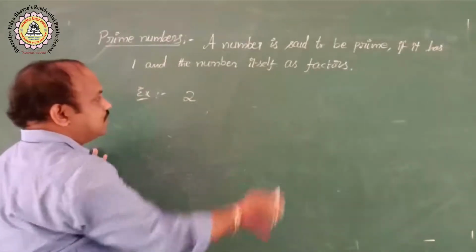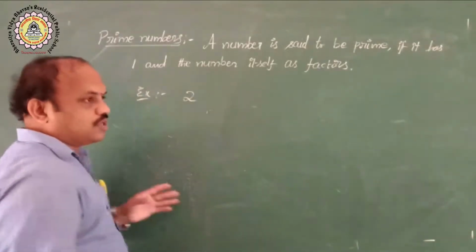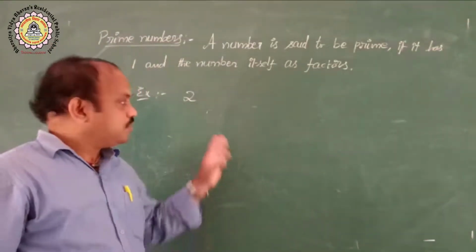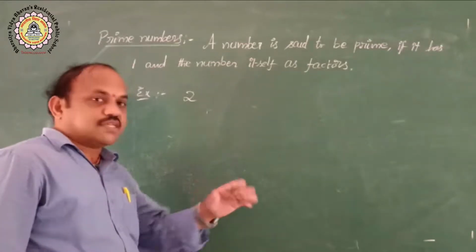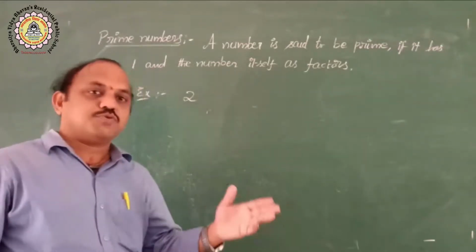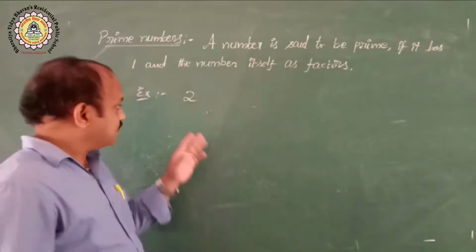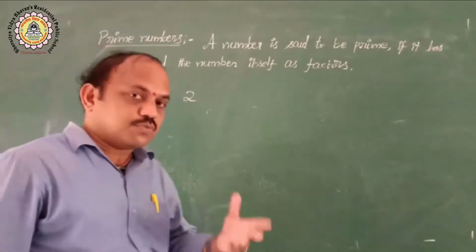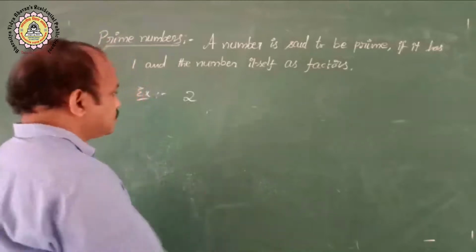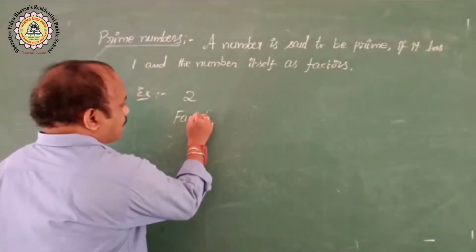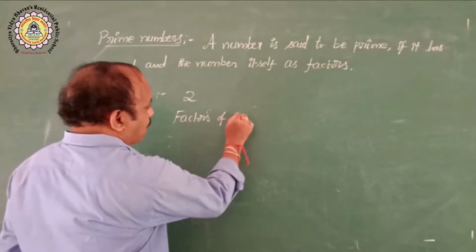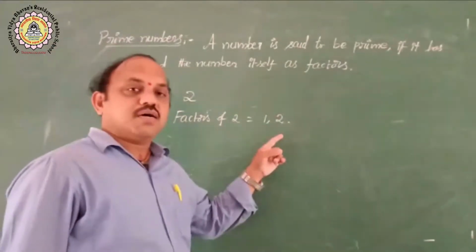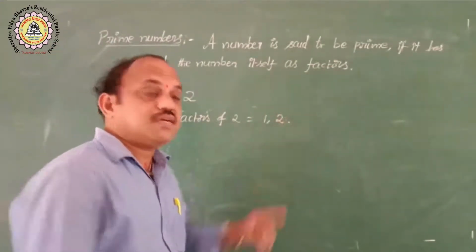So factors means what? Suppose you take 1. Can 1 divide 2 or not? Yes, 1 2s are 2. So 1 is a factor of 2. Next, put the next number. Yes, in 2 table also 2 is there. So 2 can divide the number 2. So 2 ones are 2. Any other number can divide 2? No, no chance at all. So what are the factors of 2? 1 and 2.